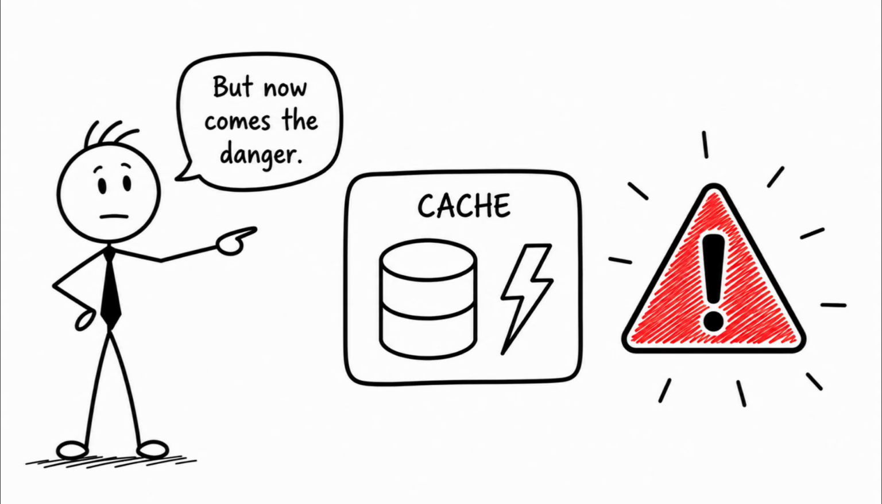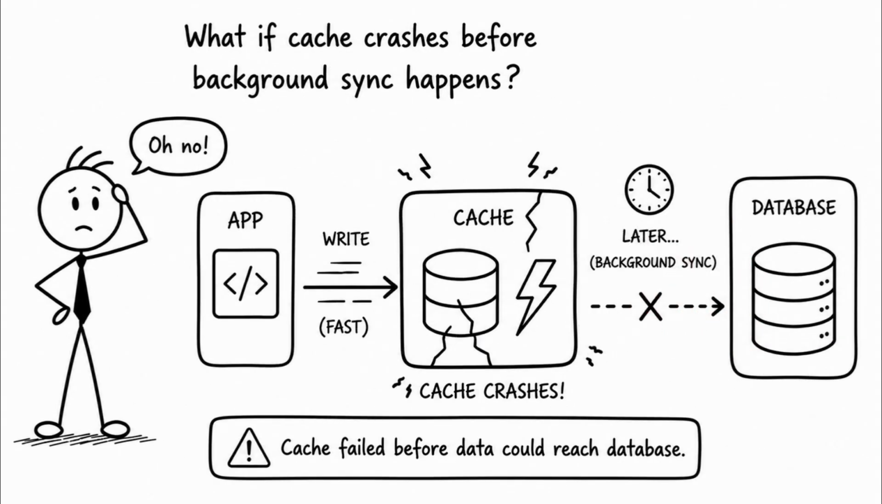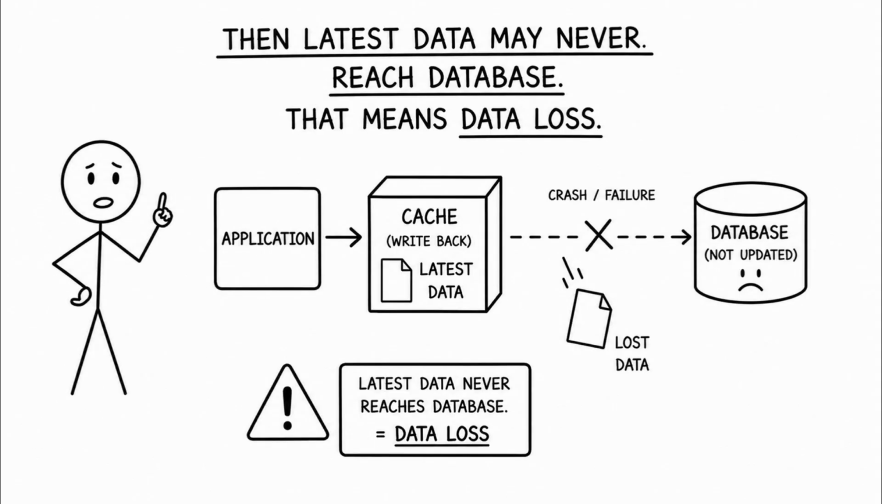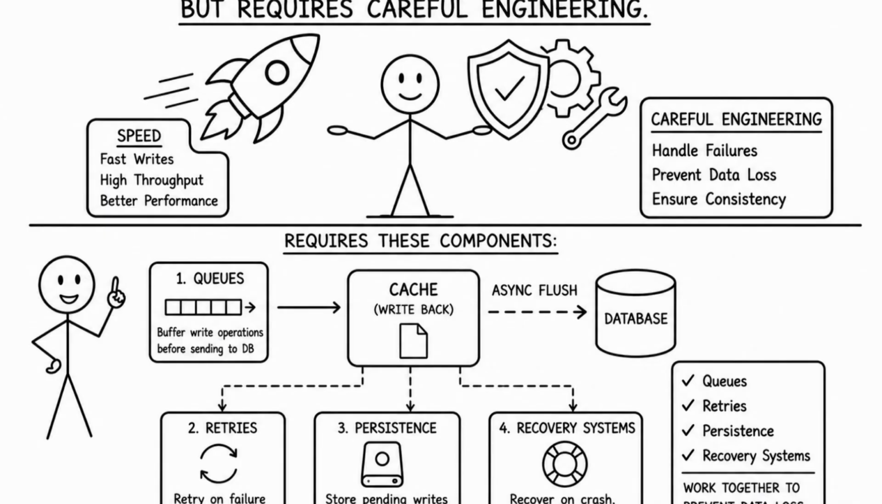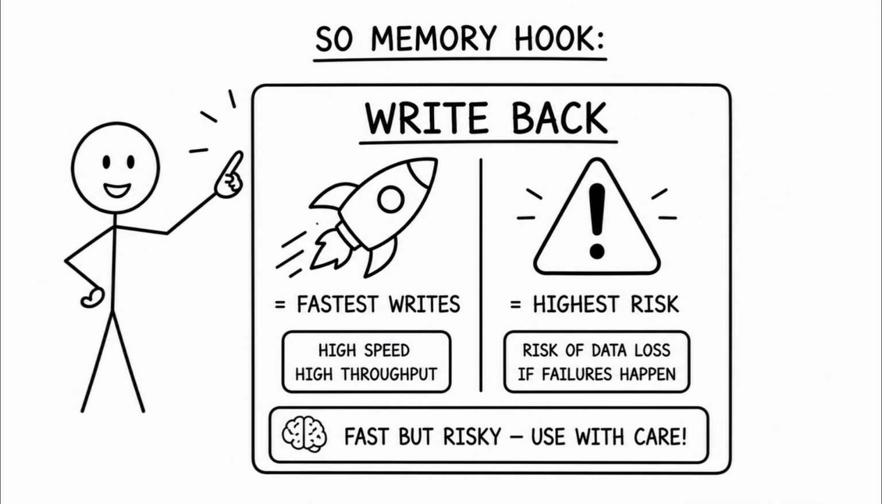But now comes the danger. What if cache crashes before background sync happens? Then latest data may never reach database. That means data loss. So write back gives speed, but requires careful engineering. Queues, retries, persistence, recovery systems. So memory hook: write back equals fastest writes, highest risk.